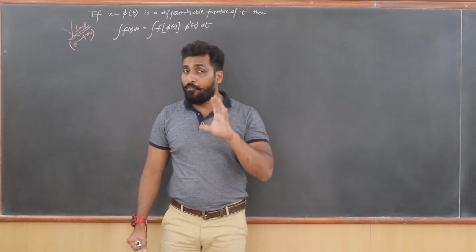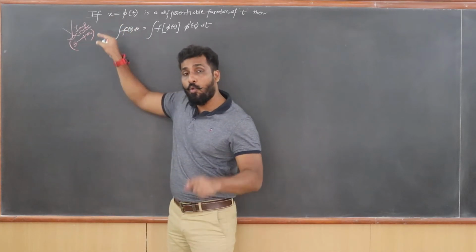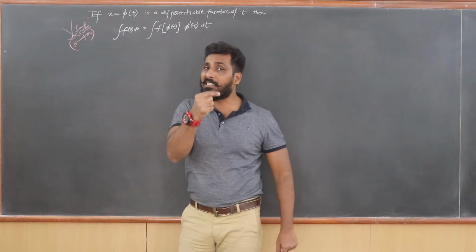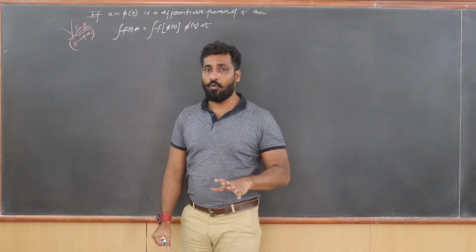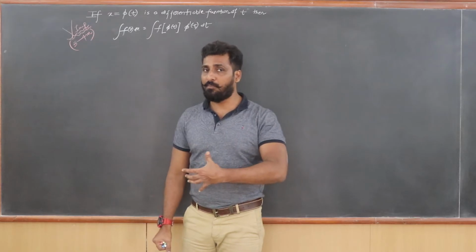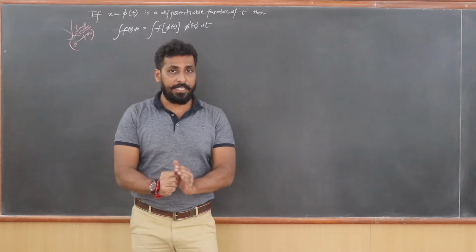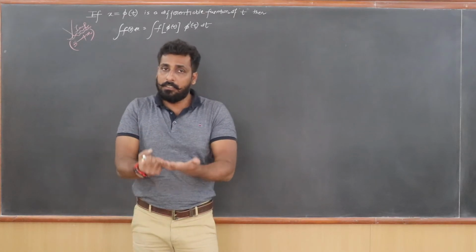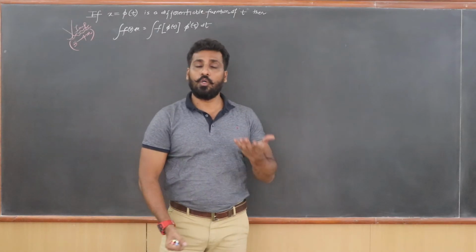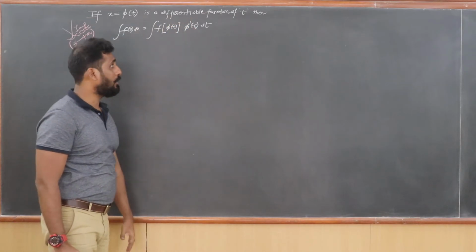Not only is x a function of t, it is also a differentiable function. That means if you try to get the derivative of x with respect to t, that means dx upon dt, there will be some answer. So when I say x equal to phi of t is a differentiable function of t, it simply means x can be differentiated with respect to t, and you get dx by dt equal to some answer. That is what the first line of the statement is conveying.